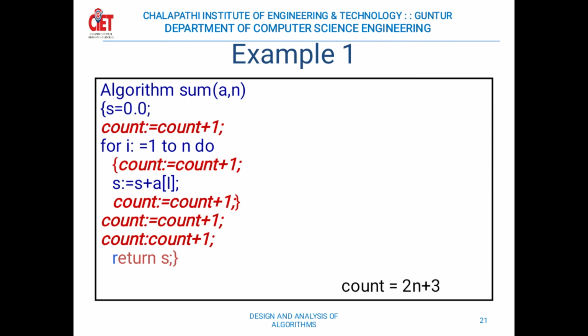3 times. Within the loop, there are two statements. Count is incremented by 2. How many times is the loop repeated? The loop repeats n times, so the time complexity is 2n plus 3.